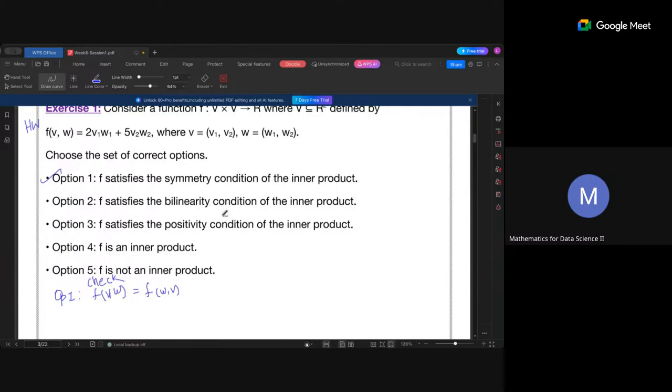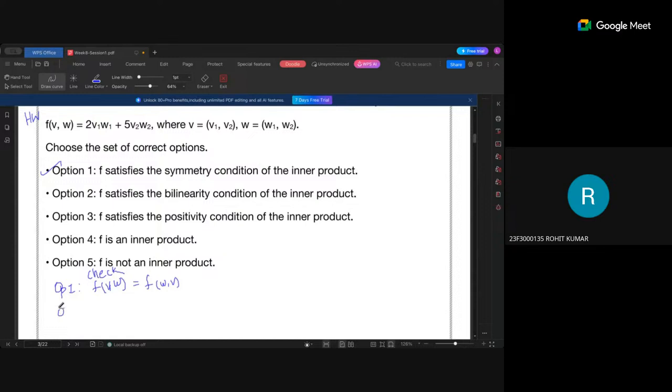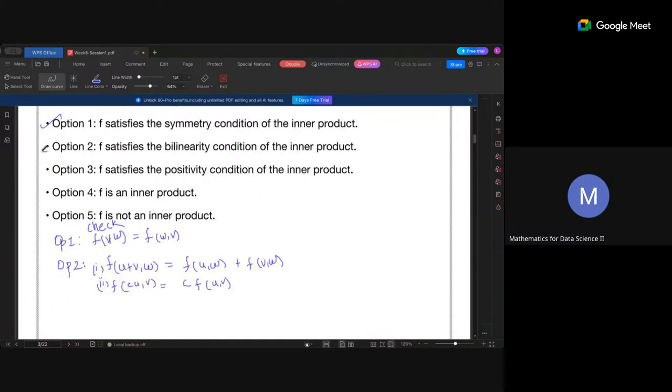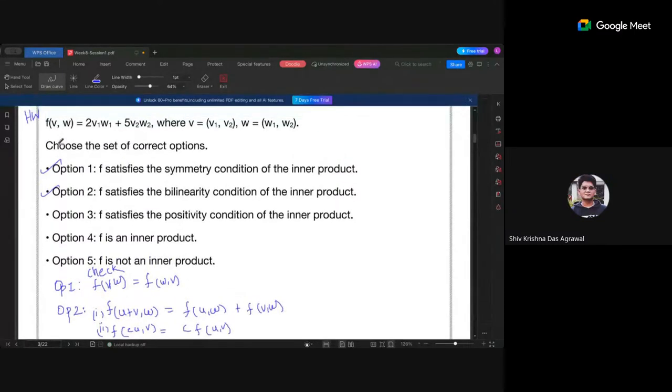In the same way, what is meant by bilinearity? f of u plus v, w will be equal to f of u, w plus f of v, w. As well as you have to check f of c u, v. If these two properties are satisfied, then you know that it is satisfying bilinearity. You can check that this is also satisfied here. Ma'am, in matrix form, bilinearity is satisfied by default, right? Yes. And the symmetry one holds if A is equal to A transpose.